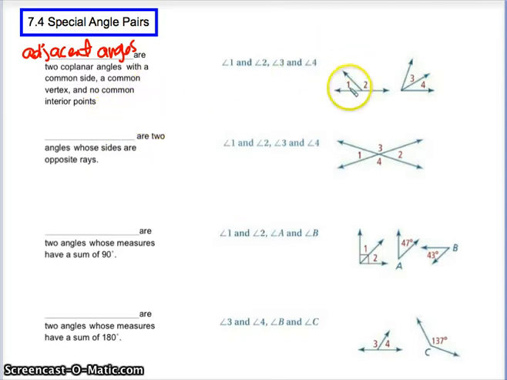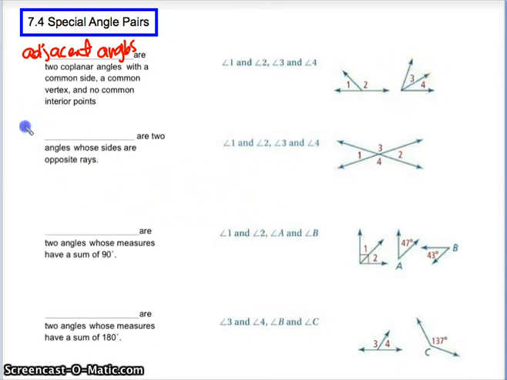So if you look over to the right, I've got a couple examples of adjacent angles. As you can see, adjacent angles are right next to each other. That's what that word adjacent means. And they share this common side. So angles 1 and 2 are adjacent because they share this common side, and angles 3 and 4 are adjacent because they share this common side. So they're right next to each other.